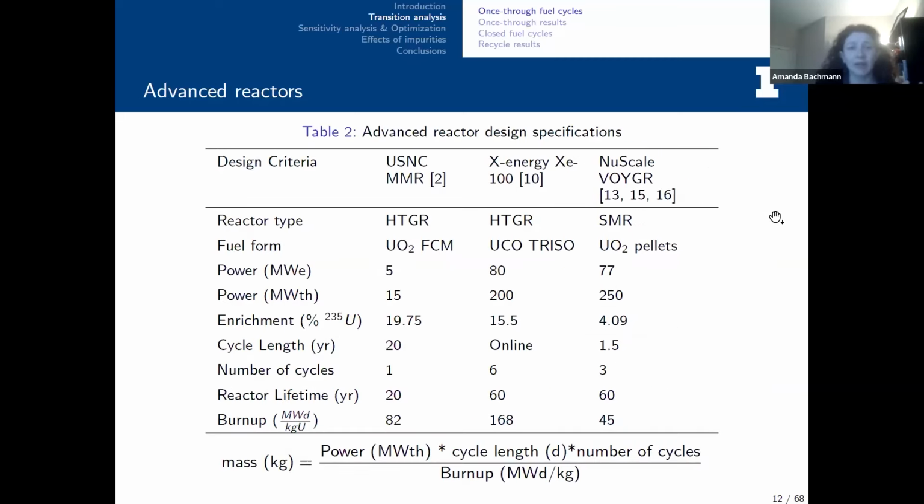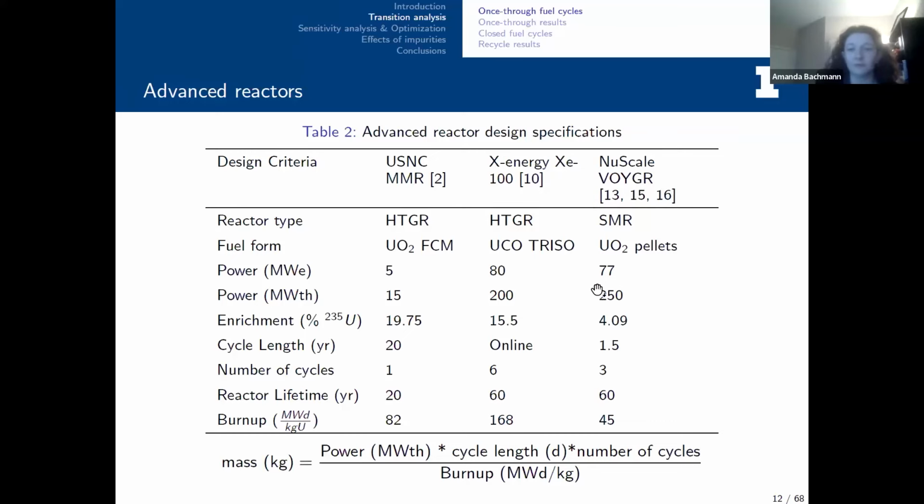So there are 3 different advanced reactors that I considered for this work. There's the USNC MMR, which is a 5 megawatt electric microreactor. There's the X-Energy XE-100, which is an 80 megawatt electric HTGR. And then the NuScale Voyager, which is a 77 megawatt electric light water SMR. And this one does not actually require HALEU. It requires a similar enrichment level to what our light water reactors need. But in my personal opinion, I saw this reactor design as very likely to be deployed alongside these HALEU-fueled reactors, and so I wanted to capture that within our modeling.